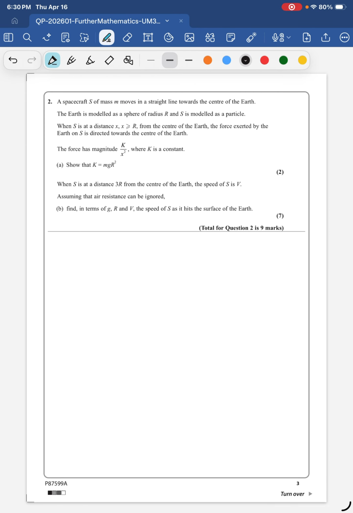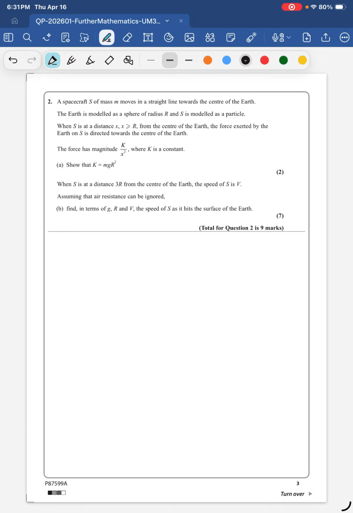Question number 2. A spacecraft S of mass m moves in a straight line towards the center of the Earth. The Earth is modeled as a sphere of radius r, and S is modeled as a particle. When S is at the distance x, where x is larger than or equal to the radius of the Earth, and the distance x is measured from the center of the Earth, the force exerted by the Earth on S is directed towards the center of the Earth. The force has magnitude k over x squared, where k is a constant.